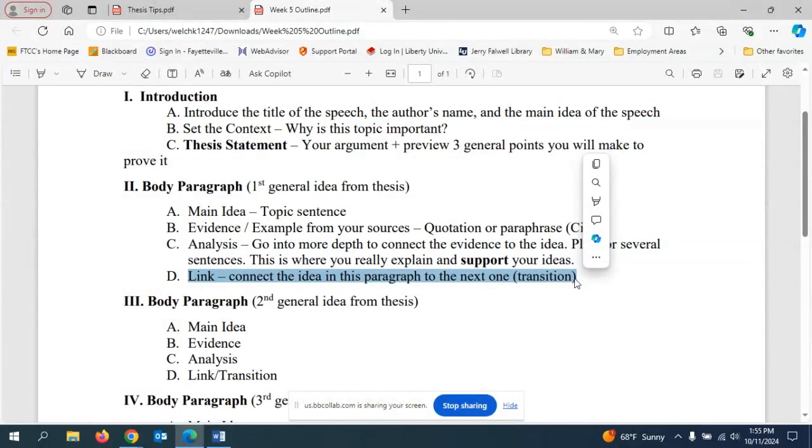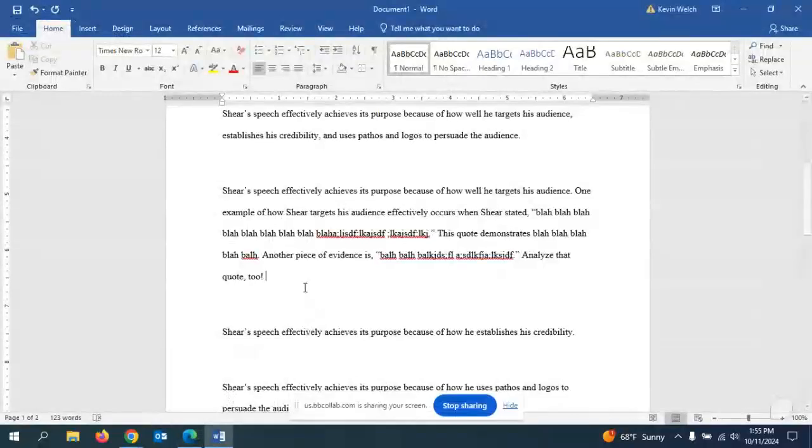However, if you are open to the challenge, you might challenge yourself a bit by seeing this as a linking statement, meaning you're going to connect the idea in this paragraph to the next one. This is more difficult, but the idea is that you're going to hint at what's to come in the next paragraph without spilling the beans. That is, without giving all the details. So I might say something like, "Shear also worked hard to establish his credibility to persuade his audience."